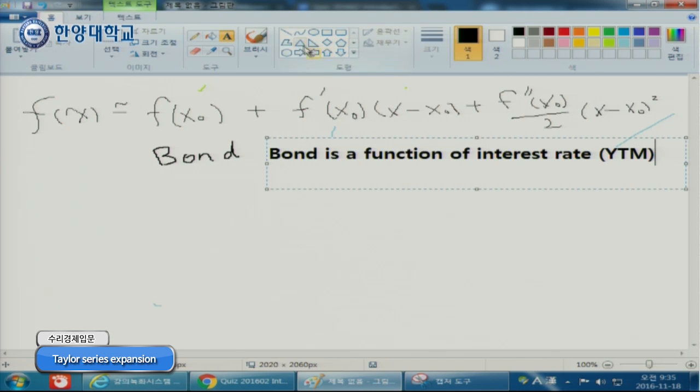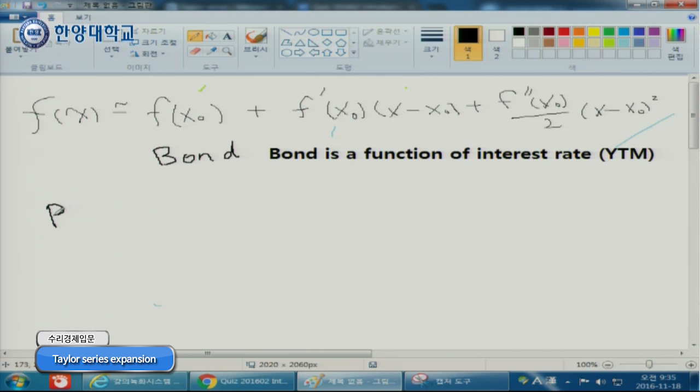So now let's apply Taylor series expansion. Bond price is a function of interest rate R. So we can use Taylor series expansion. So let's say R0 is the original interest rate. So today, yield to maturity is R0. Tomorrow, we don't know what will be the interest rate. So R is unknown. But yeah, well, we don't know this one. What is the bond price today, and what is the interest rate?